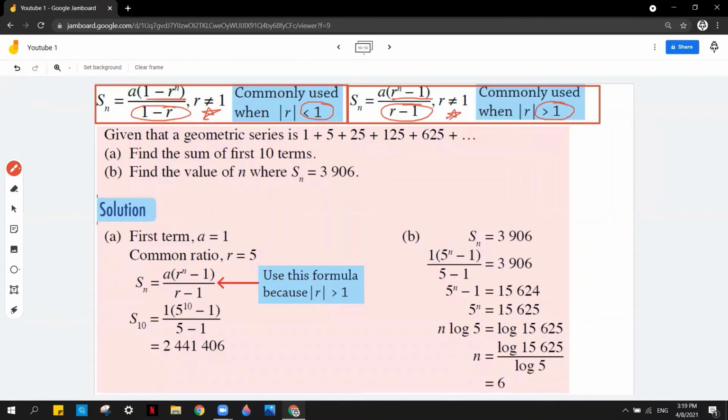So if you look at this sequence here, they gave you a geometric series 1 plus 5 and so on.